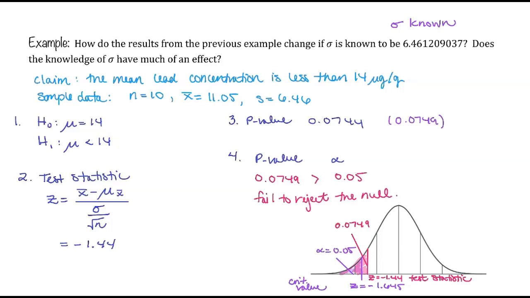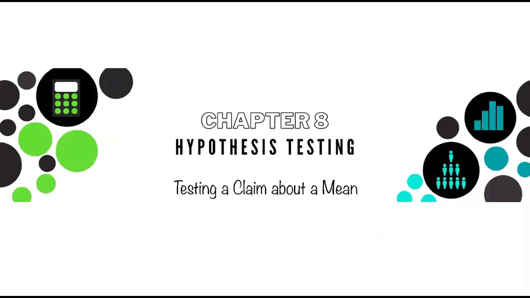And if we compare the p-value to alpha, we find that the p-value is larger than alpha, and we fail to reject the null. That concludes this lecture video on how to test a claim about a population mean, paying special attention to the scenarios when we do and don't have the population standard deviation.